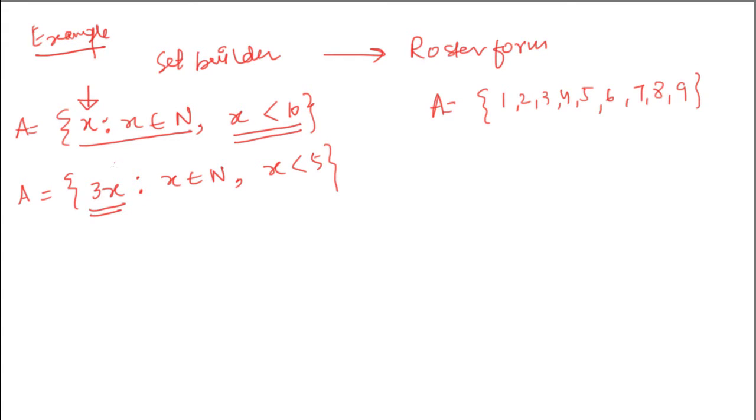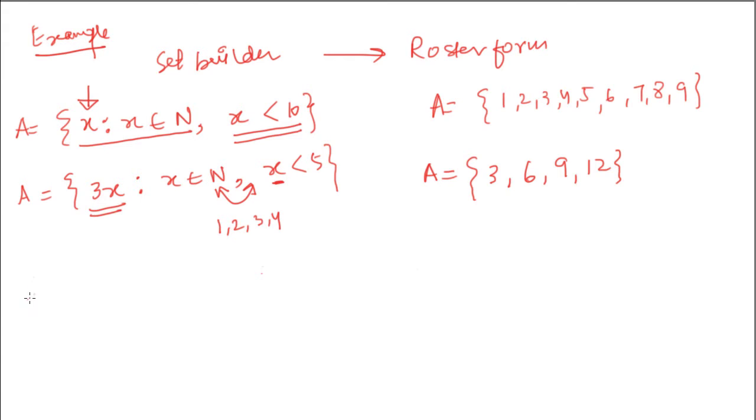So here we can put only natural numbers, meaning 1, 2, 3, 4, 5, 6, 7, 8, 9, 10 and so on. But again there is a condition that x should be less than 5. These two conditions work together simultaneously, meaning x is a natural number as well as x is less than 5, so x can be 1, 2, 3 and 4. So the elements of the set would be obtained by substituting x over here. 3 into 1 is 3, 3 into 2 is 6, 3 into 3 is 9 and 3 into 4 is 12. So this is our set.